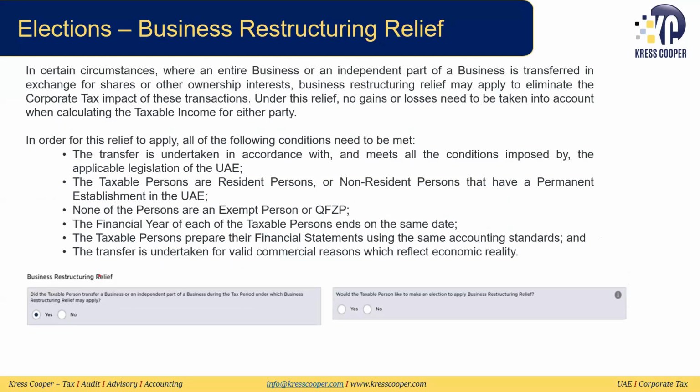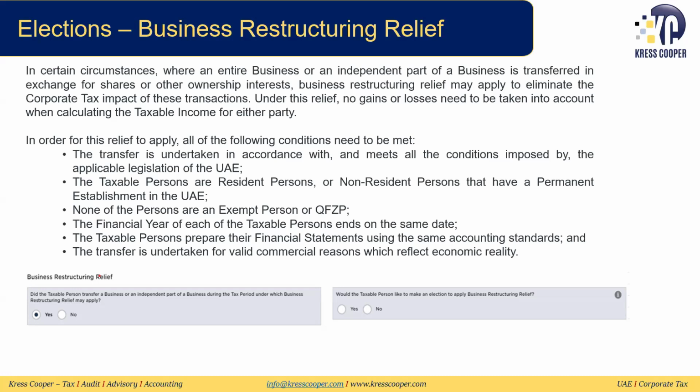Then we move on to the election for the business restructuring relief. Similarly to the qualifying group relief, there is a business restructuring relief in the corporate tax law, where in certain cases when the entire business or an independent part of the business is transferred in exchange for shares or other ownership interests, the business restructuring relief will apply to eliminate the corporate tax impact of the transaction. And under this relief, again, no gain or loss needs to be accounted for when calculating the taxable income for either of the parties.